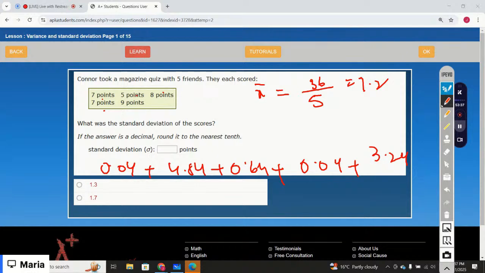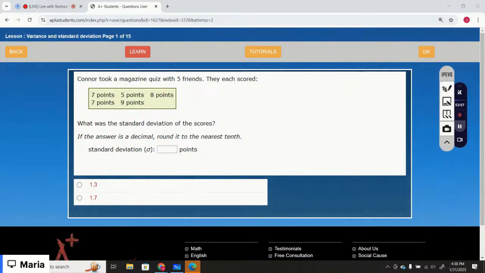0.04 plus 4.84 plus 0.64 plus 0.04 plus 3.24, that is 8.76. So 8.76 divided by 7 is 1.3. Option number 1 is the correct option, that is 1.3.